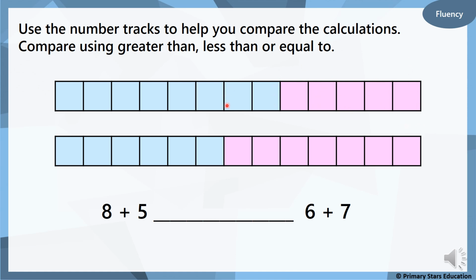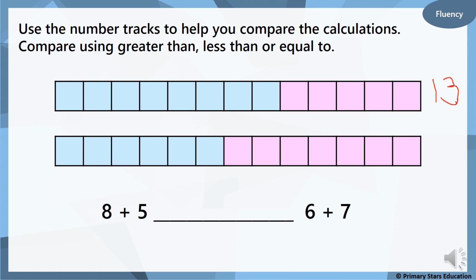So what is the answer? We've got 8 here, 9, 10, 11, 12, 13. And what I would do to help me remember, I apologise for my wonky writing, I would write 13 just to remind me of what is happening. And then our next calculation is 6 add 7. So we know we've got 6 here, 7, 8, 9, 10, 11, 12, 13.